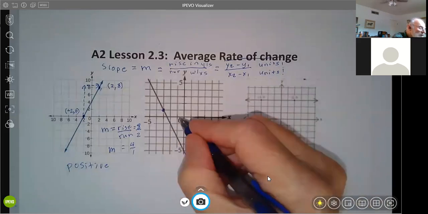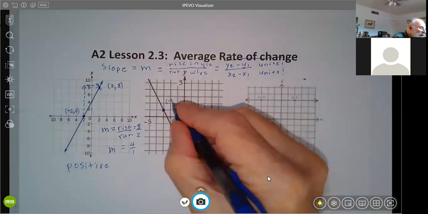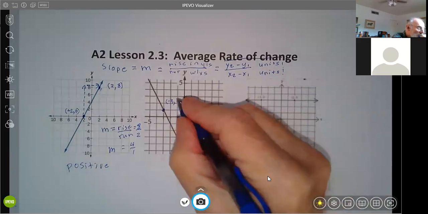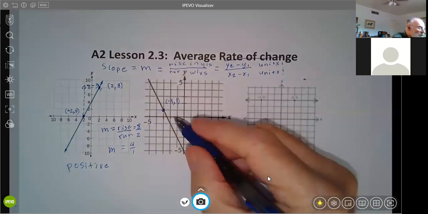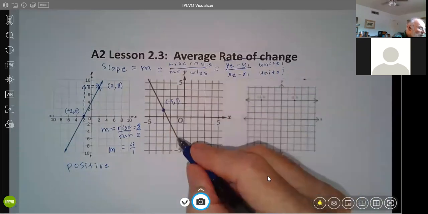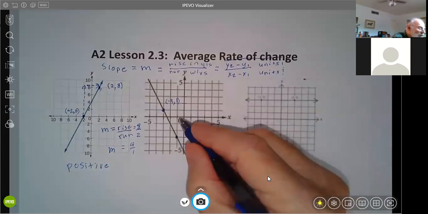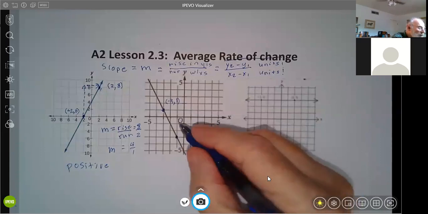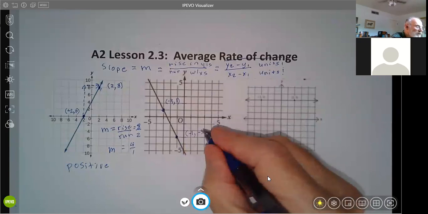So this is x is -3, and y is going up 1. Okay, -3, 1. All right. And then let's find another point here. So there's a point down here. And that's x is -1, and your y is also negative. It's -1, -2, -3. Okay, so you're just counting.